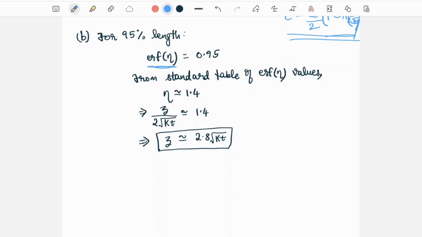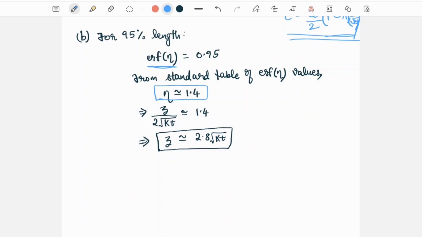Now there are standard tables for the error functions. For various values of eta, we know what the value of the error function is. So from that standard table, we find that for an error function value of 0.95, our eta comes out to be 1.4. This is from the standard table directly.